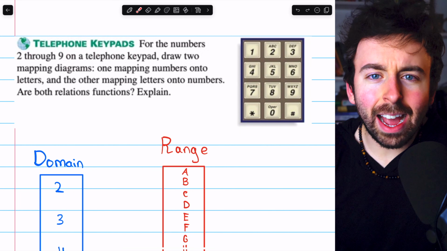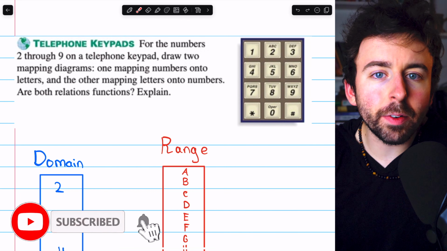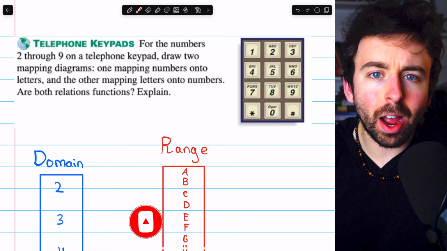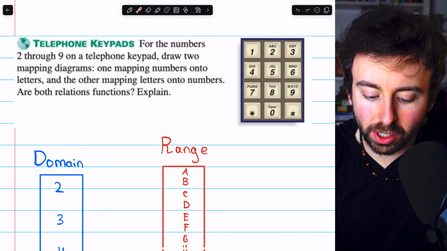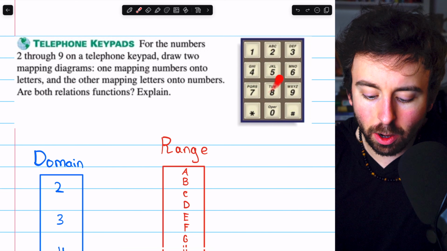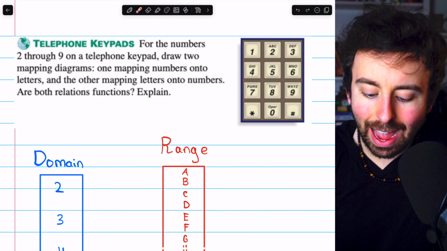Telephone keypads actually give us a great example of the difference between a function and a relation. This is a challenge problem from Larson's Algebra 2. For the numbers 2 through 9 on a telephone keypad, seen here, we're going to draw two mapping diagrams.